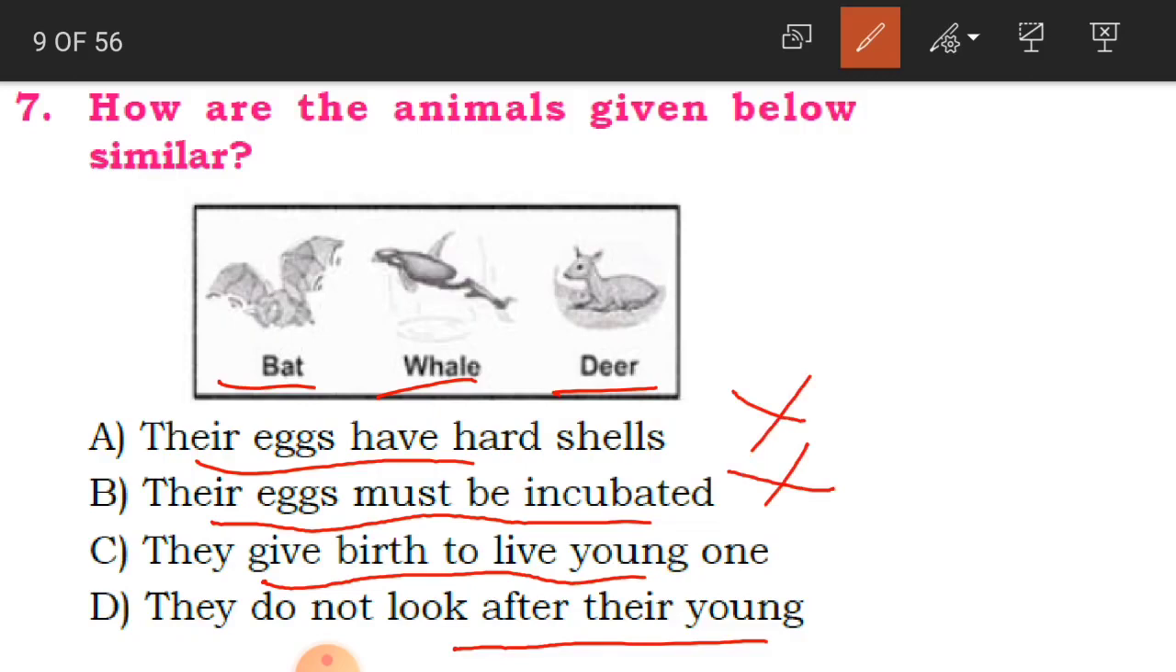They give birth to live young ones. Is this correct? Yes. This is the correct answer. So they give birth to the young ones. And they do not look after their young ones, D option, but this is also wrong. They do take care of their young ones. So C option is the correct answer.